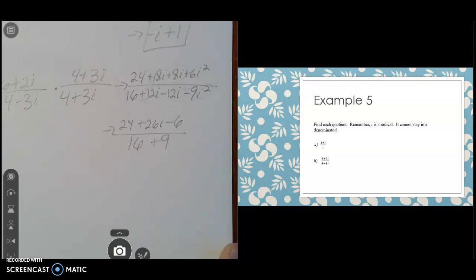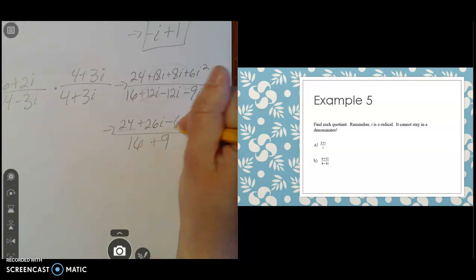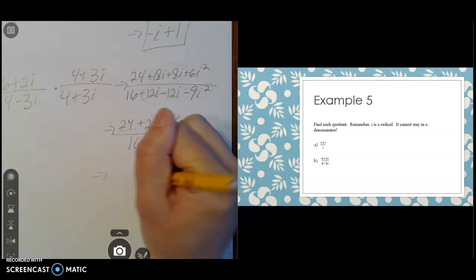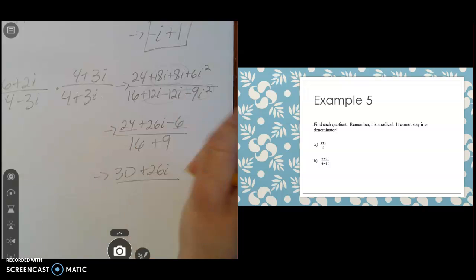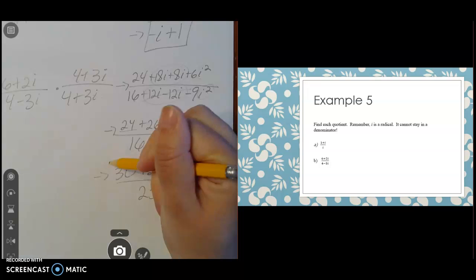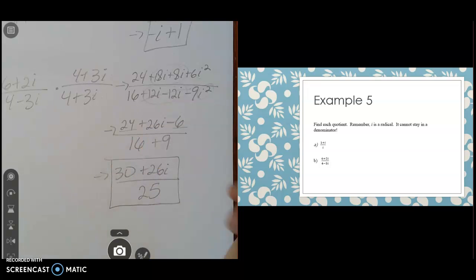Then we have some more like terms because we can do 24 minus 6, which is 18... 30 plus 26i in the numerator. And the denominator, 16 plus 9 is 25. And we are finally done. This is the simplified form for part B.